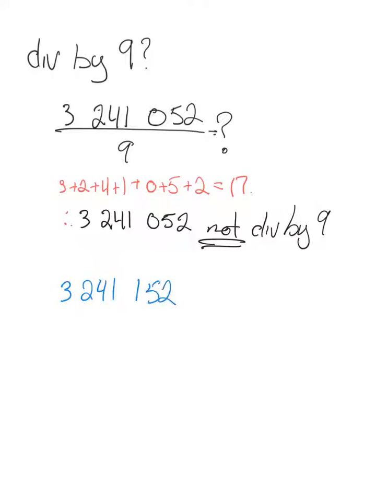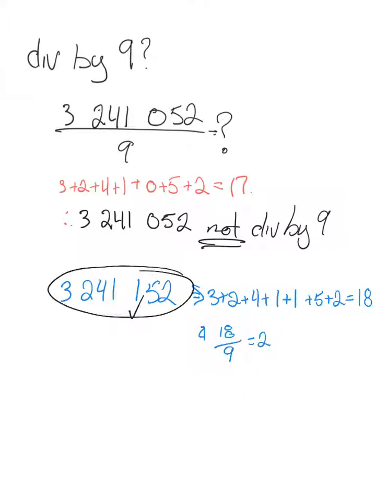3,241,152, which would equal 3 plus 2 plus 4 plus 1 plus 1 plus 5 plus 2, which will equal 18. And 18 divided by 9 equals 2. So therefore, this whole number is divisible by 9.